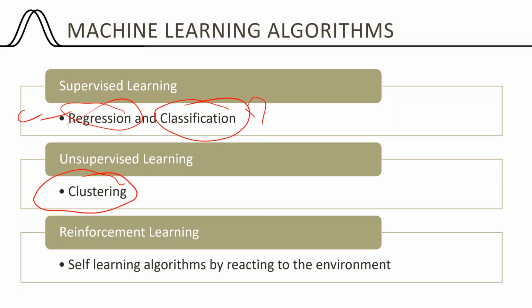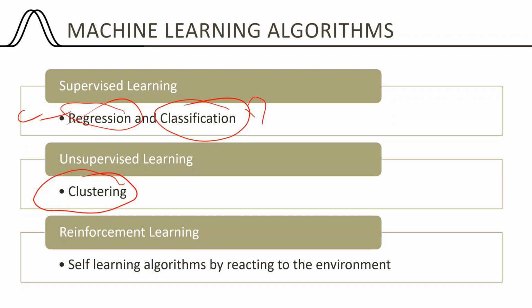Then reinforcement learning. It is nothing but self-learning algorithms. If you have seen my introduction video, we talked about Google AlphaGo, which is playing a game. That is nothing but reinforcement learning. How does it learn? Let's say playing chess could be reinforcement learning, because for every move the computer makes, if the move is a right move, it will be rewarded.